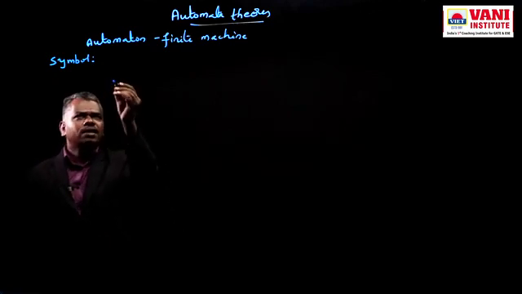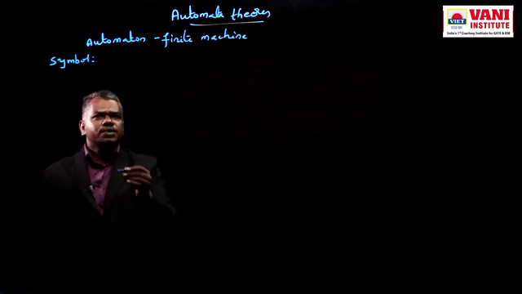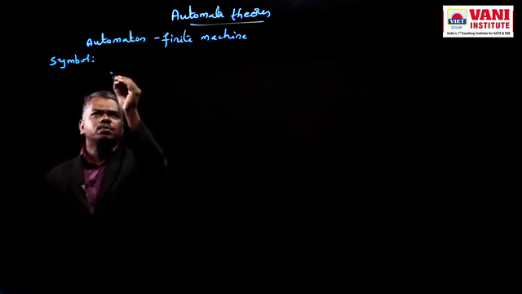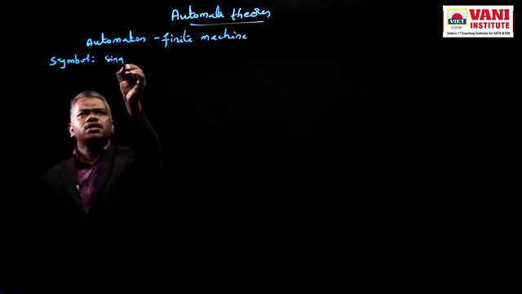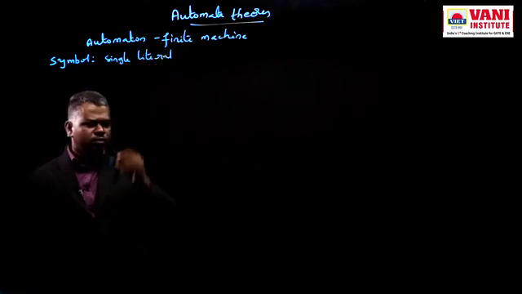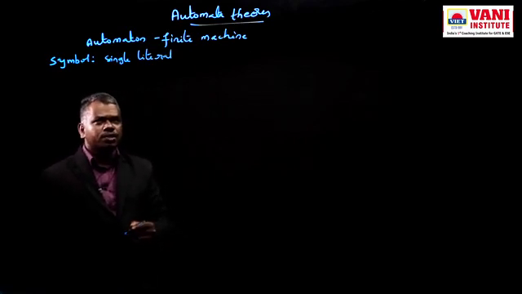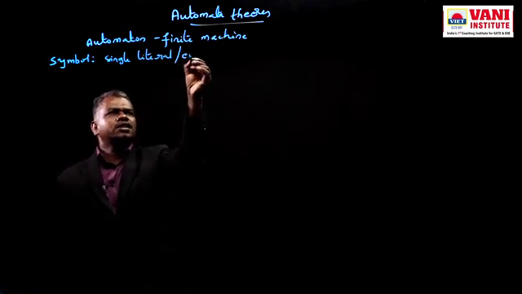A symbol is a single literal. A symbol can be considered as a single entity or single object. We can consider it as a single literal, entity or object related to the strings accepted by a finite machine.